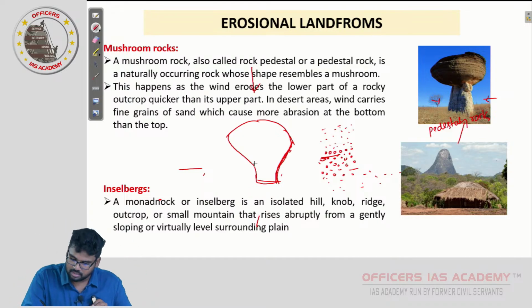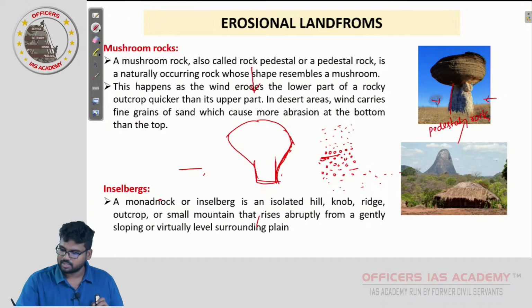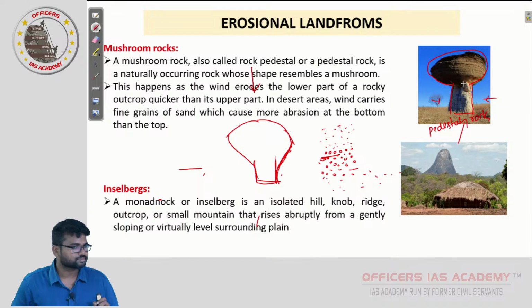Now you may ask, sir, why is this portion not completely eroded, why is this present? Because it is the core of the rock which is resistant to that wind action. That's the reason why it is able to withstand and not erode. Okay, so as a result of it we start getting rocks which appear like a mushroom. This is also an erosional feature.